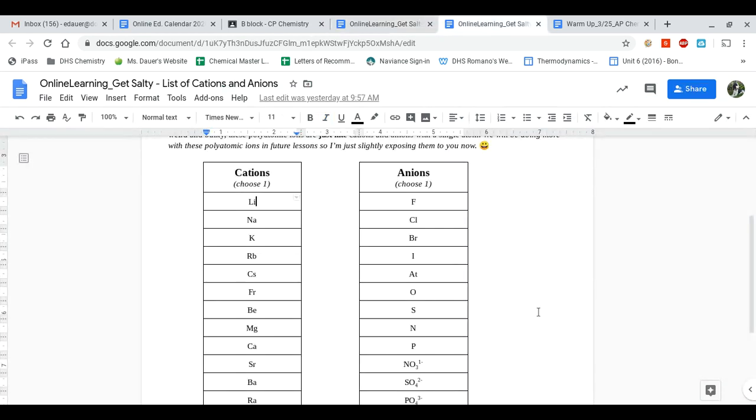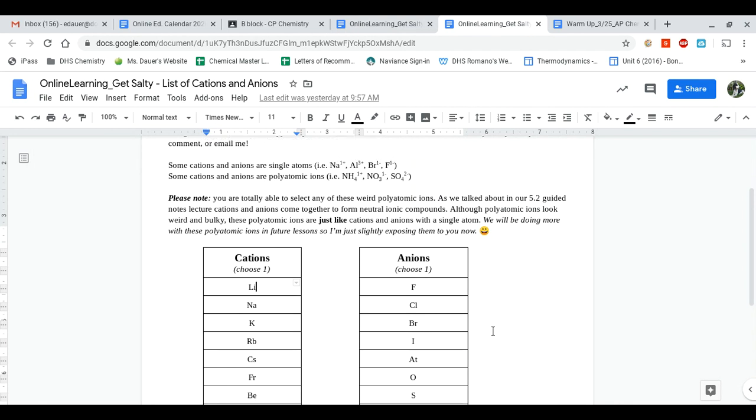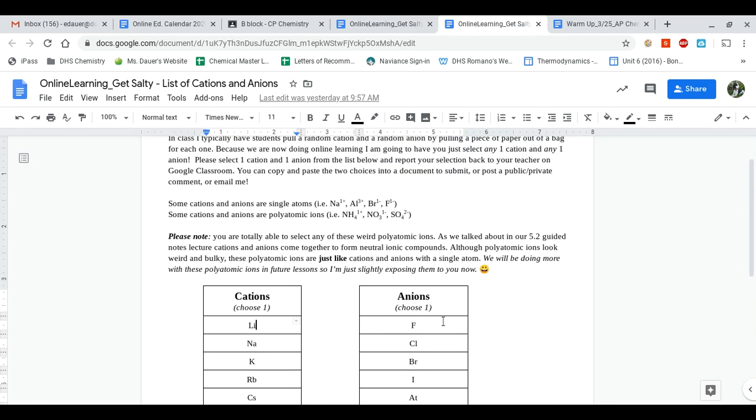But first I wanted to touch upon the cations and anions that you could use. Again, yesterday your classwork was to choose a cation and an anion. Many of you have gotten back to me about which ones you want to use. I totally don't mind if you want to make it easier on yourself or harder on yourself. That's up to you. But choose a cation, choose an anion, and that will be your starting point for this mini project, this mini poster.